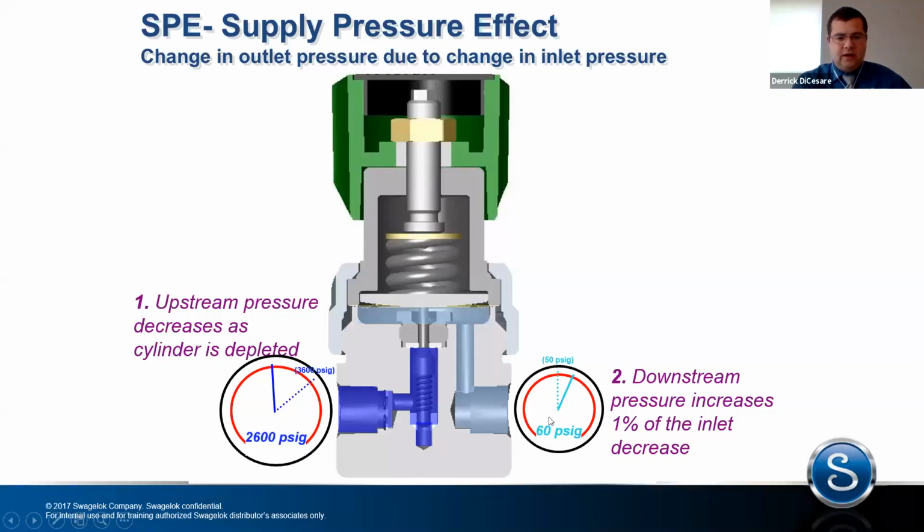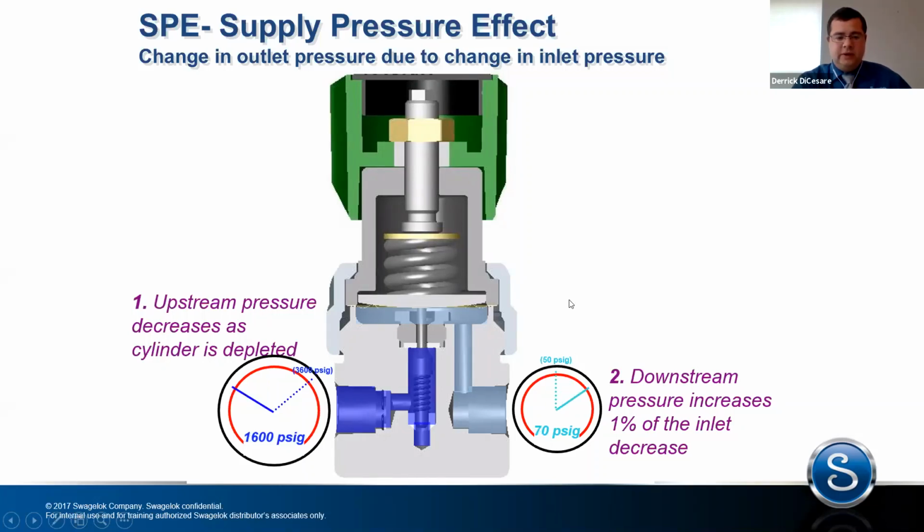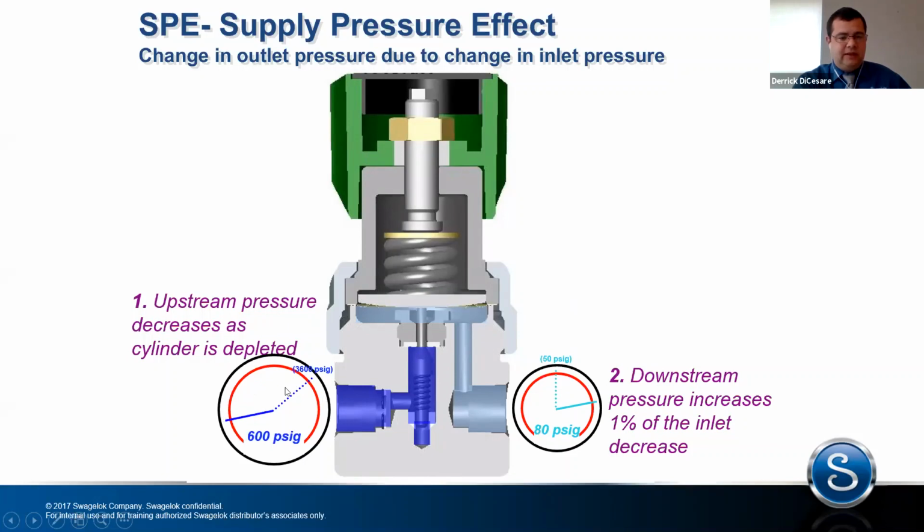Without adjusting this handle, our outlet pressure has increased 10 PSI. So we saw a 1% effect of the difference between our inlet pressure to the outlet pressure. We lost 1,000 PSI, which means that we gained 10 PSI downstream. So as we continue to deplete this cylinder, at 3,000 PSI, that cylinder is pretty much empty and ready to be swapped out. Our outlet pressure went from 50 to 80 PSI.